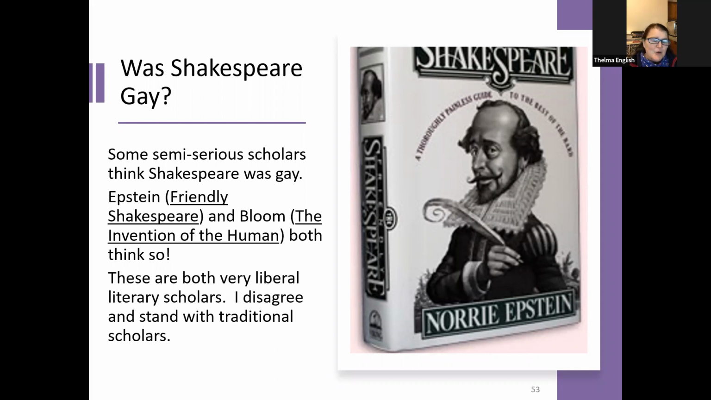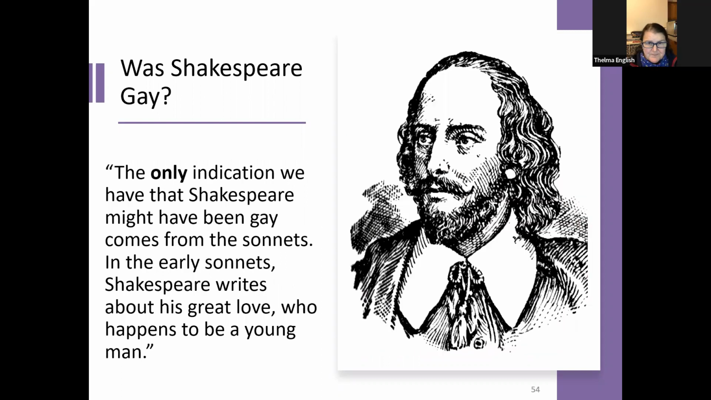Norrie Epstein, this is a cool Shakespeare book. I gave away quite a few of these and I suggest students buy them, but some of this is untrue. It's just really easy to read. Epstein, The Friendly Shakespeare, and then Harold Bloom, who wrote The Invention of the Human, they both think that Shakespeare was gay, but they are not the top of the line Shakespeare scholars, and they're both very liberal literary scholars. So I disagree with them, and I stand with traditional scholars.